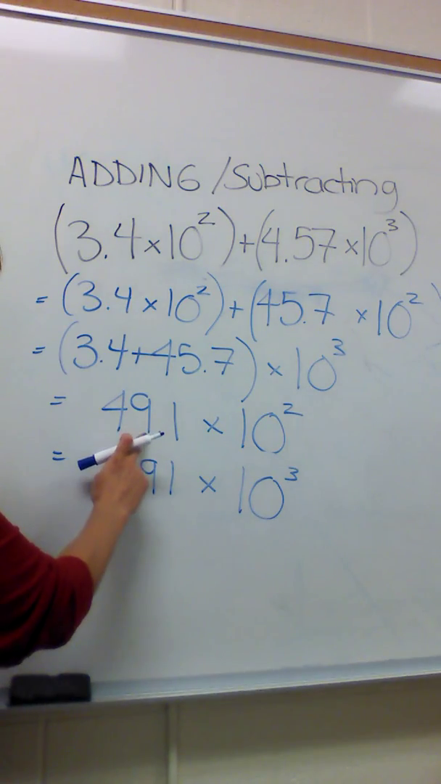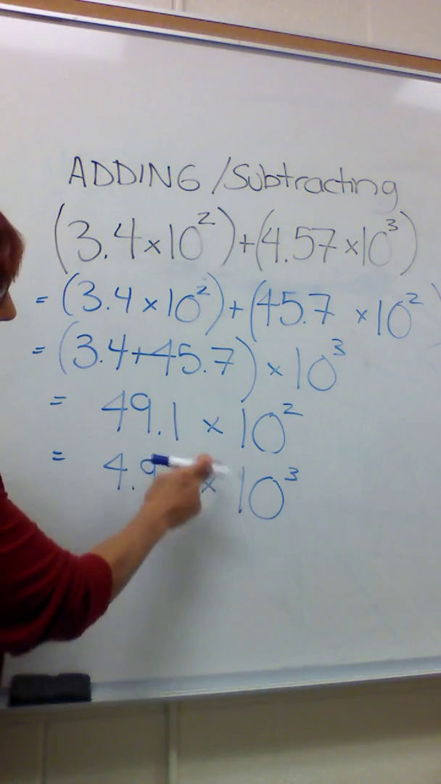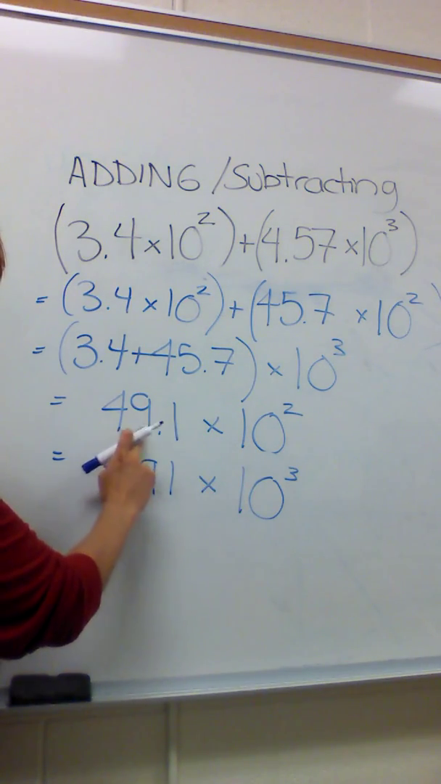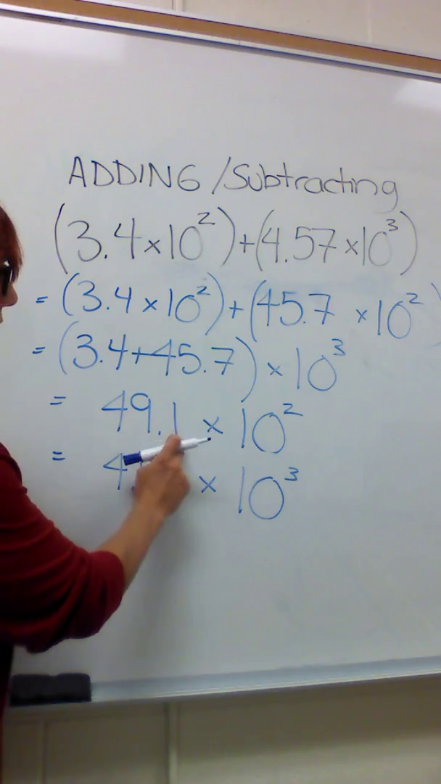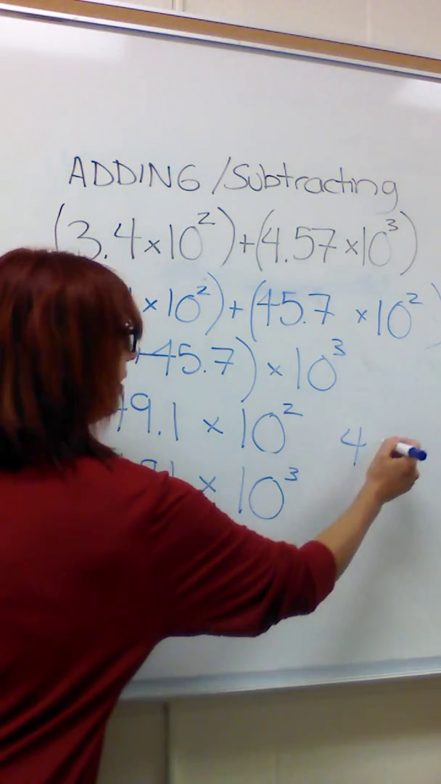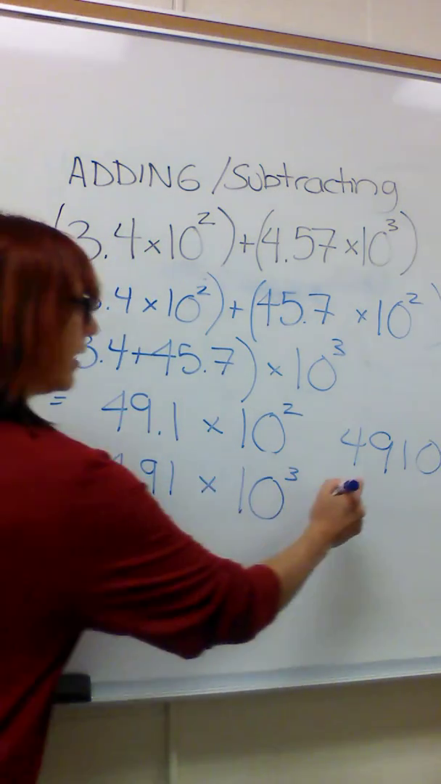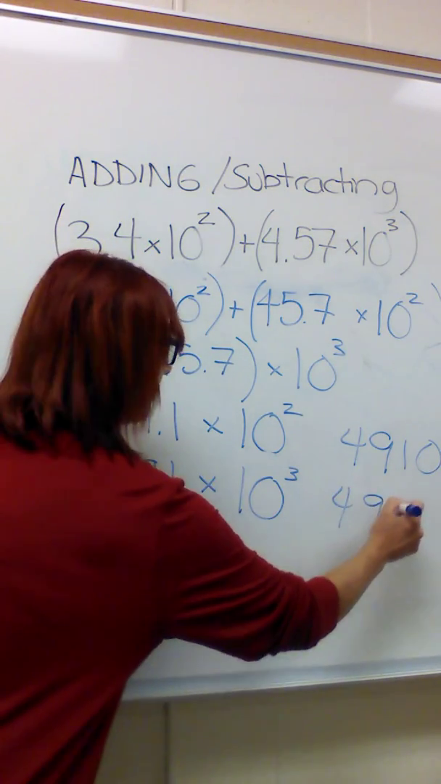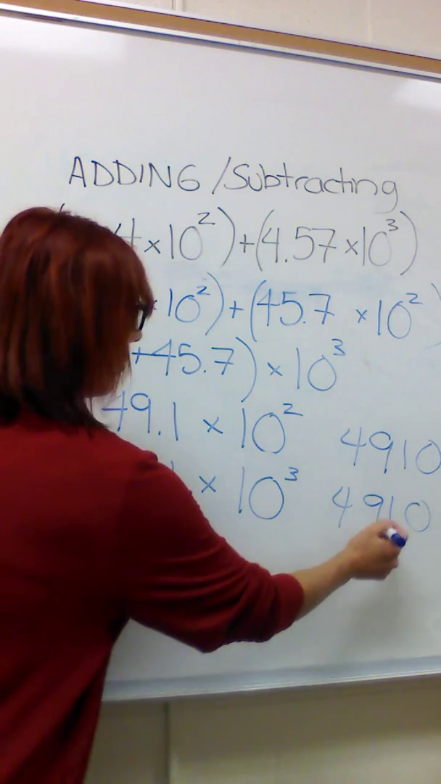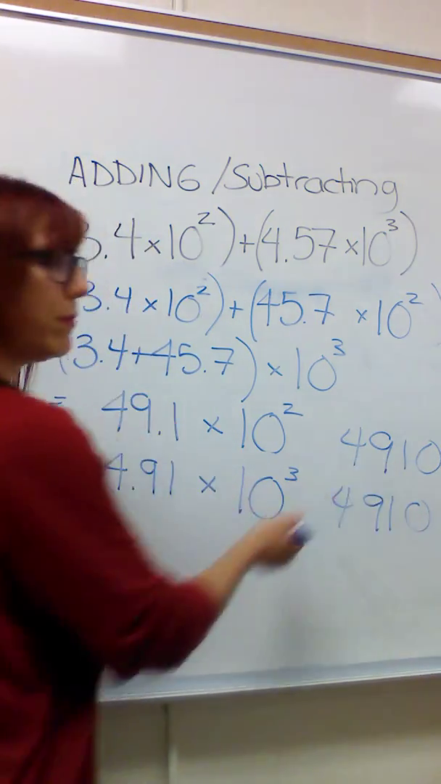If we look here, are these the same? For 4,910, that would have been moving it 2 spots. This one, I'd move it 3 spots. 1, 2, 3, and they would be equal.